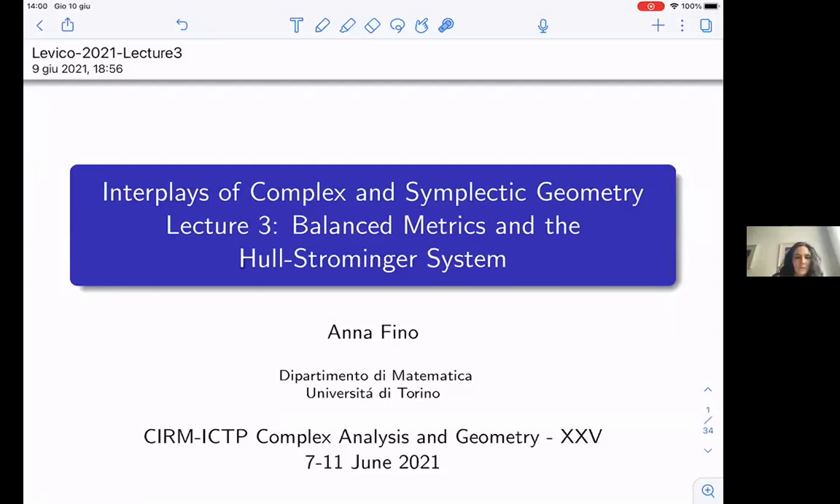Thank you very much. I want to thank again the organizers for the kind invitation, and also the ICTP and SIM. In this last lecture, we will see an overview about balanced metrics and the Hull-Strominger system. And we will see again that the balanced metric can be viewed as a sort of generalization of Calabi-Yau metric. So let's start.